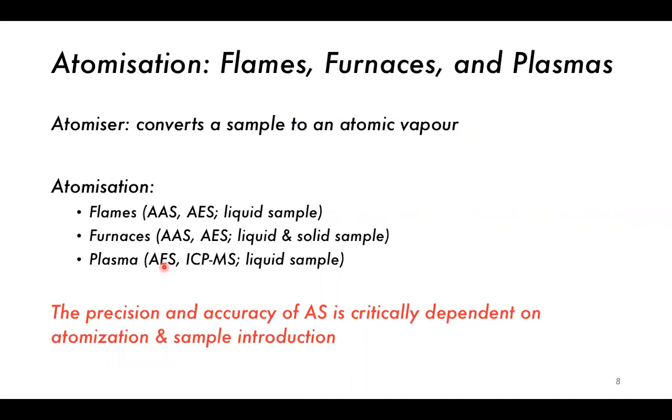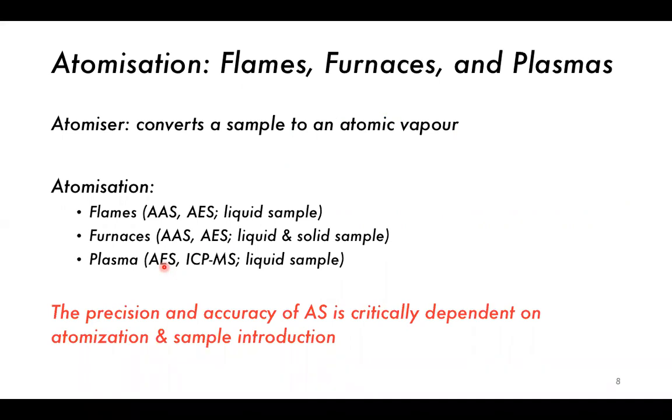So atomization: flames, furnaces, and plasma. An atomizer converts a sample to an atomic vapor. So that's the point of it. What it's doing is mixing together our flame, our fuel, our air, and our sample, and then burning it. How the atomization happens depends on the particular technique that we're using.